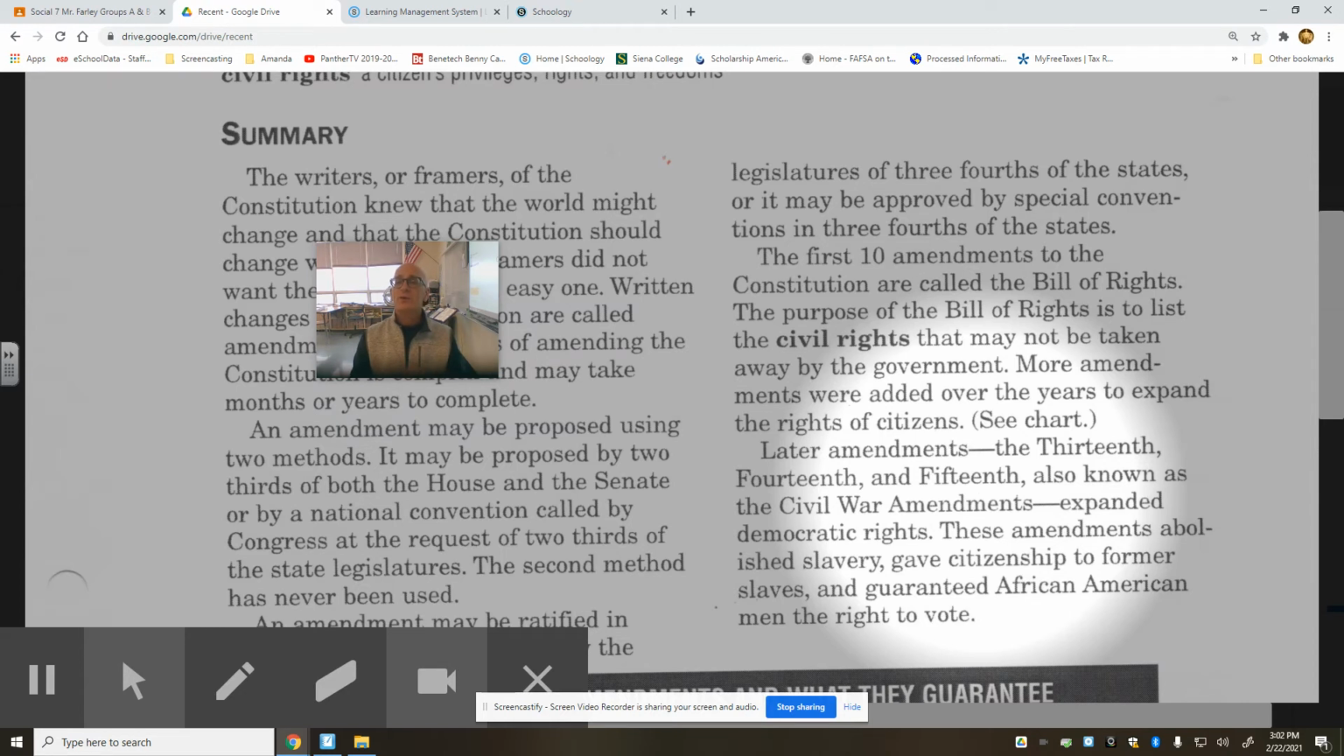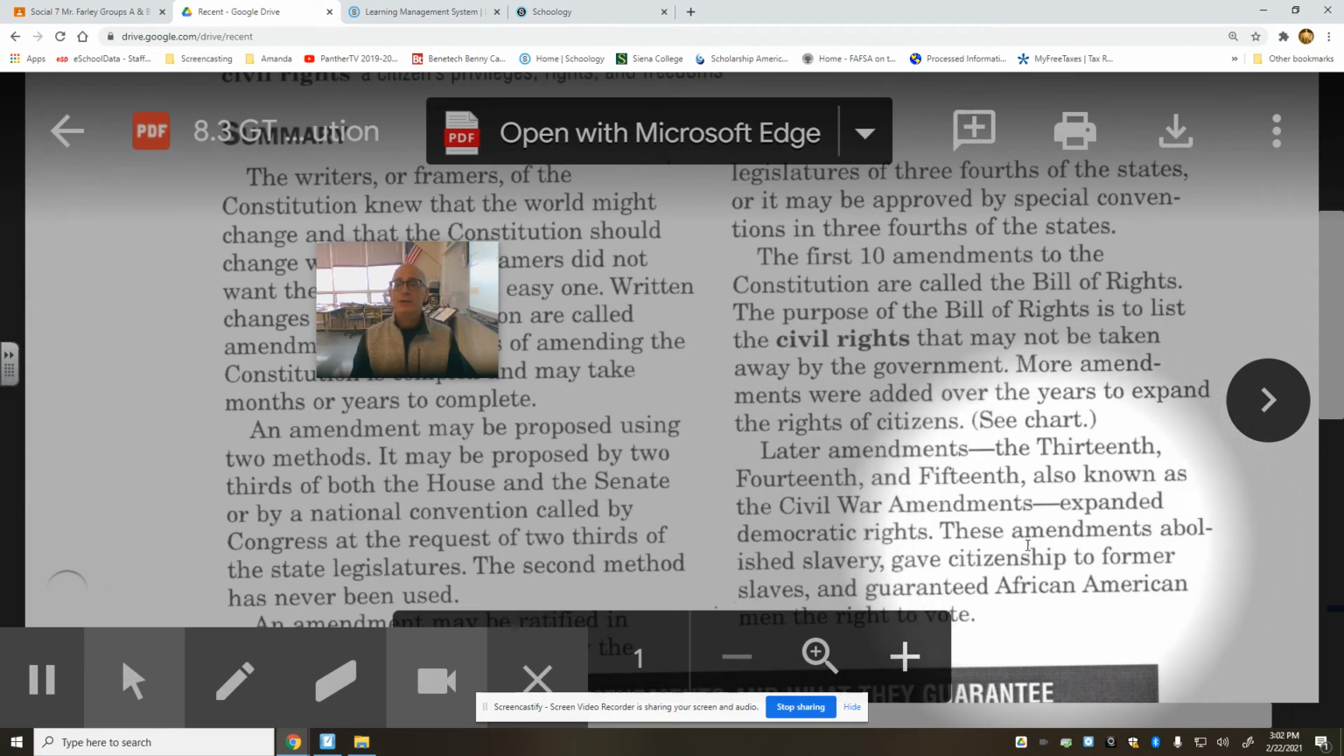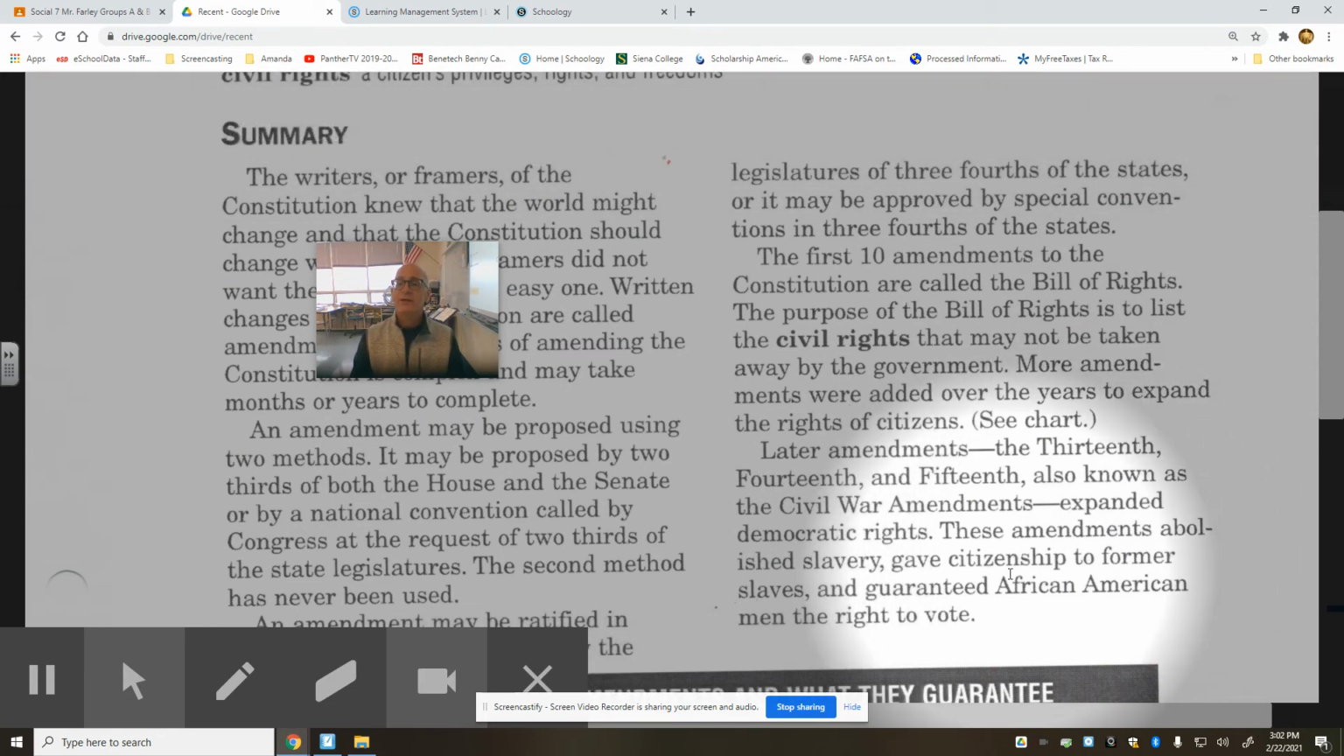Okay, so the 13th, 14th, and 15th Amendments, which are going to be added to the Constitution around the time at the end of the Civil War, each of these amendments expanded democratic rights to more groups of people. These amendments abolished slavery, gave citizenship to former slaves, and guaranteed African American men the right to vote. 13th, 14th, and 15th Amendments are vital. They are called the Civil War Amendments. These amendments, again, abolished slavery, gave citizenship to former slaves, and guaranteed African American men the right to vote.